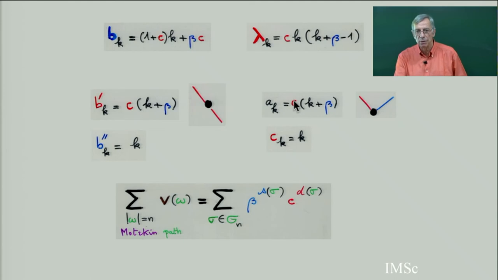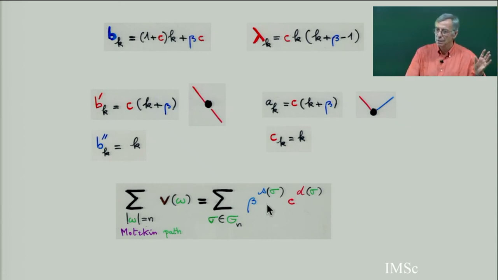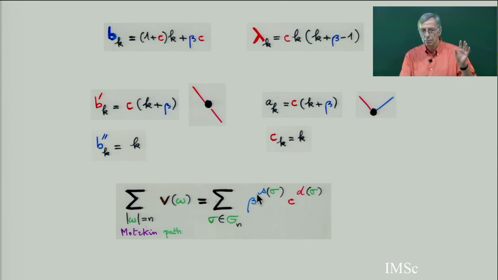So c, each time you have this, is exactly going to count the descents of the permutation. See, the descent is this kind of edge, and here is a descent, here is a descent. So d of sigma is the number of descents of the permutation. So easily, we get the moment. The sum of all permutations with the two parameters: number of left-to-right minimum elements, s is for the number of salient elements, and c, d for descents.